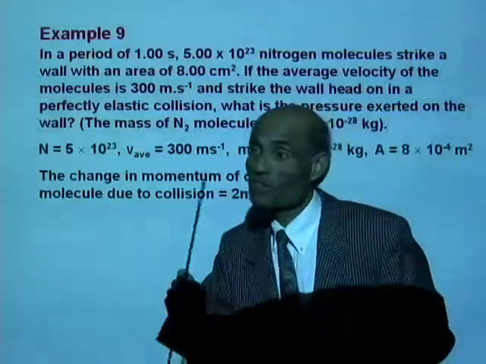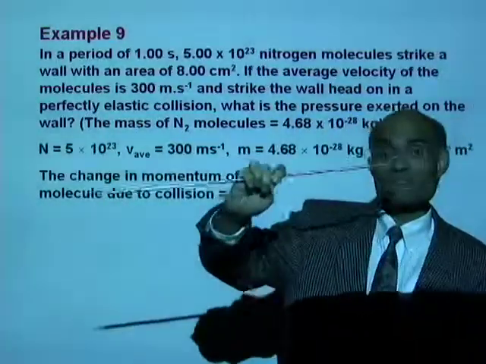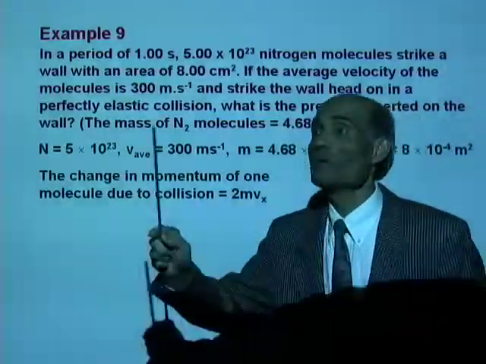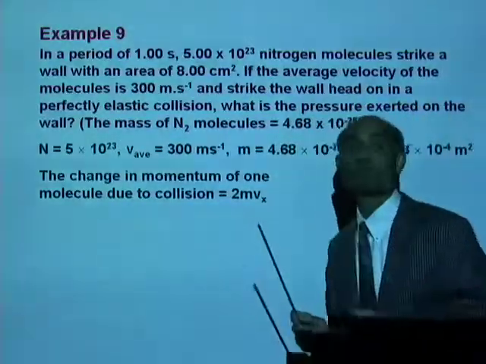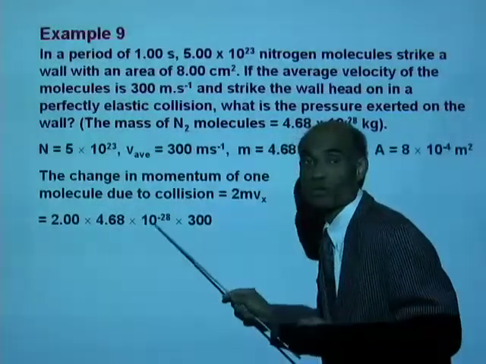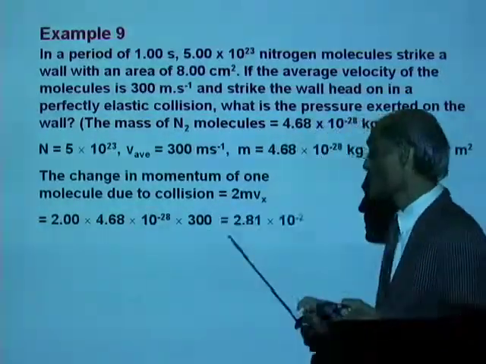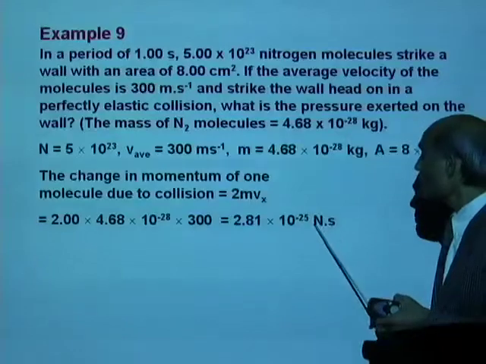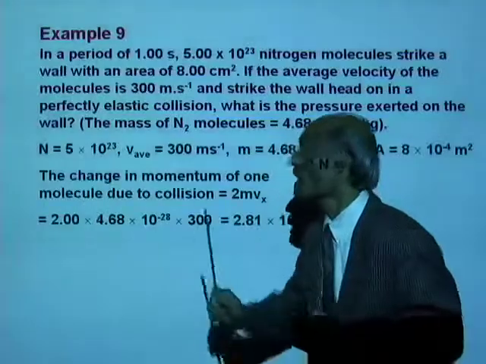2mvx. mvx is the momentum forward. It collides and rebounds with a momentum negative mvx. Therefore, the change in momentum is mvx minus negative mvx, which is 2mvx. That will be 2 times the mass of one molecule multiplied by the average speed of that molecule. That is 2.81 times 10 to the negative 25 Newton second, the change in momentum of one molecule.